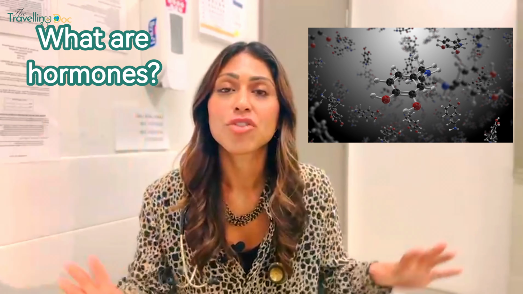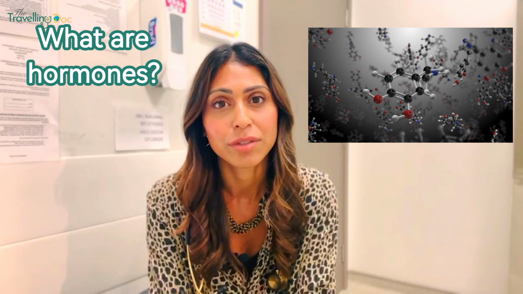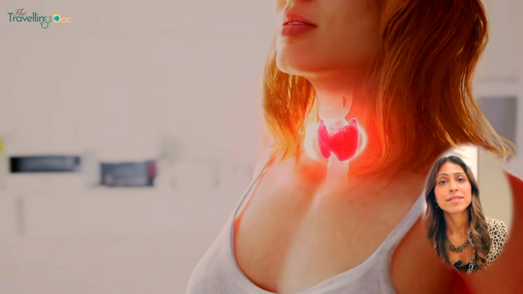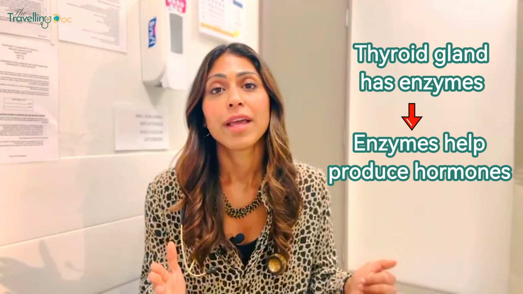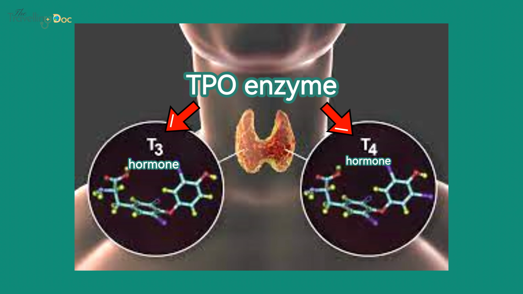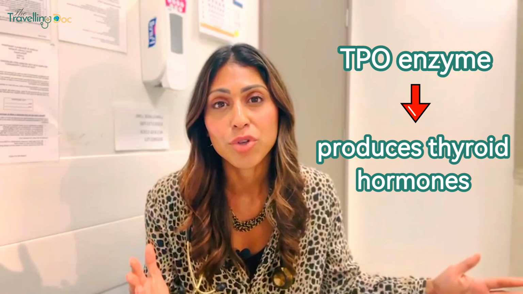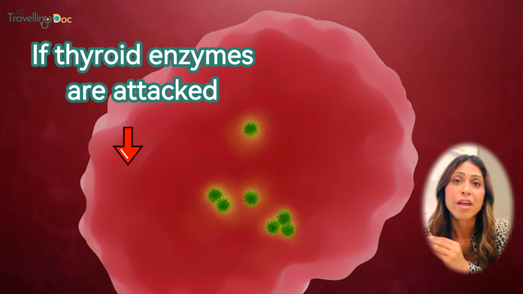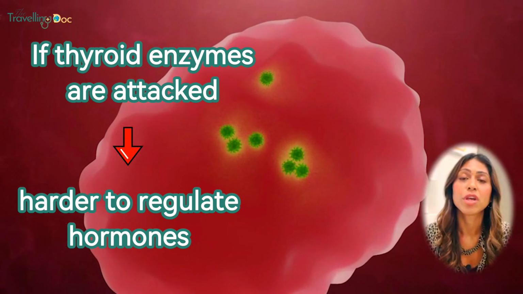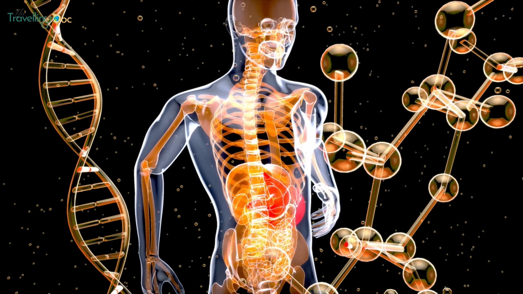Hormones are messengers that travel around your body and tell it what to do. In order for your thyroid to work, it has enzymes, which are chemicals which help produce the hormones. An example of an enzyme would be something called TPO, thyroid peroxidase. This enzyme is essential for helping produce your thyroid hormones. If something then attacks this enzyme, it's therefore harder for your body to produce the hormones that it needs.